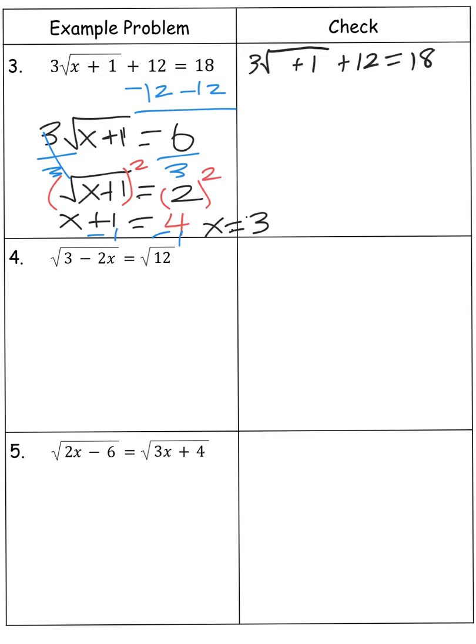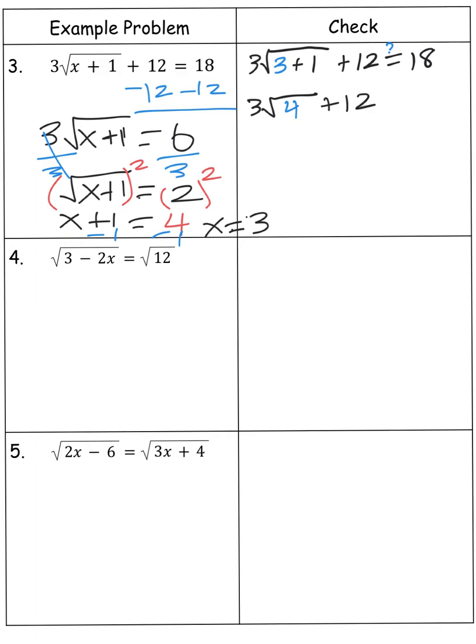And I'm replacing the x in the original equation with what we found, which was 3. I'm going to go ahead and simplify the left-hand side, starting by simplifying under the square root and hoping that my final equation equals 18. So I have 3 plus 1, which is 4.